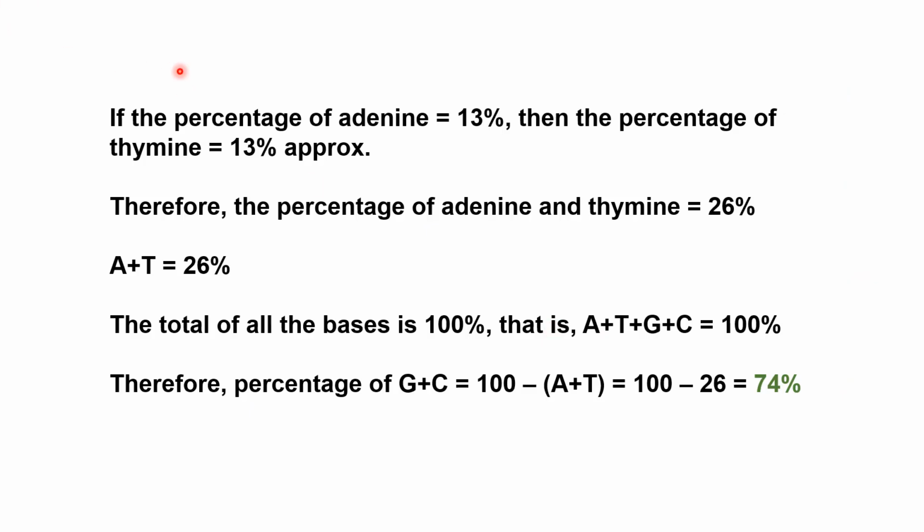So if we move to the question in the GATE 2023 Biotechnology paper, the percentage of adenine is 13%, as mentioned in the question. That means the percentage of thymine will be approximately 13%. Therefore the percentage of adenine and thymine will be 13 plus 13, or 26%. So A plus T will be 26% in total. Now the total of all the bases is 100%, that we know. That means adenine, thymine, guanine and cytosine all together form 100%. Therefore the percentage of G plus C will be 100 minus (A plus T), which is 100 minus 26, which is 74%. So this is how we come to the answer, 74%.